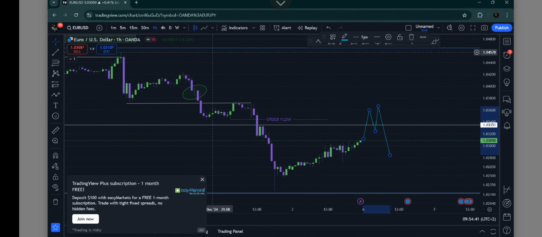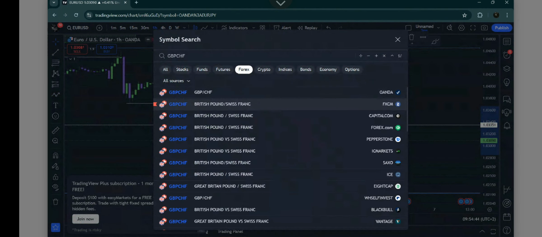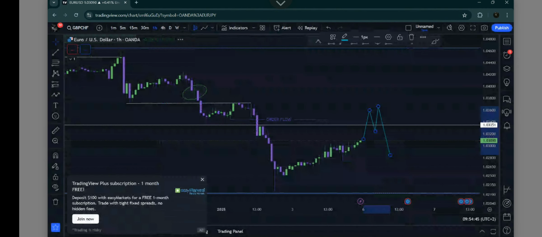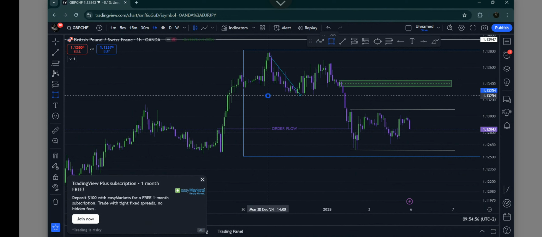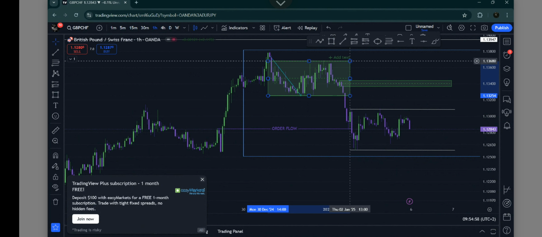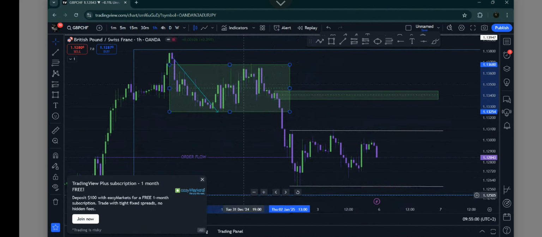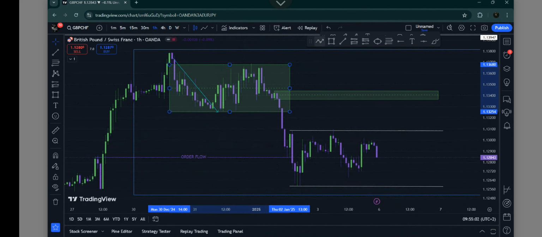Then by GBPCHF, we were looking for a retracement towards this high, right? Because price was consolidating within these ranges here from this low towards this high. So once we got that break, we waited for price to retest towards our order flow, which was set up initially throughout the week.